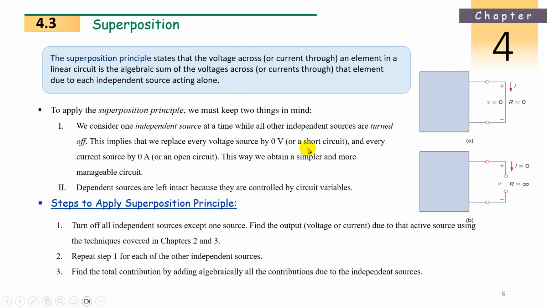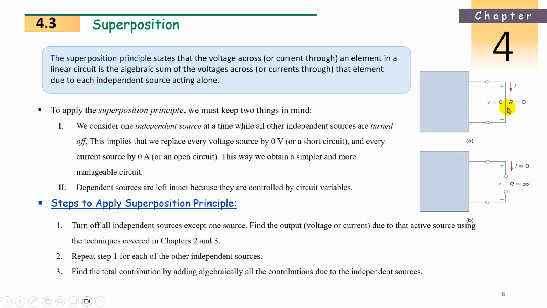Simple steps are there. Step 1, check: is it a voltage source or current source? If it is a voltage source, short circuit. If it is a current source, open circuit. This is step 1. Keep in mind, don't apply now. Now, what is the next step? Check how many sources are there. Let us take 3 sources, for example.